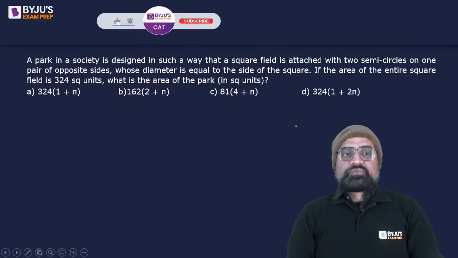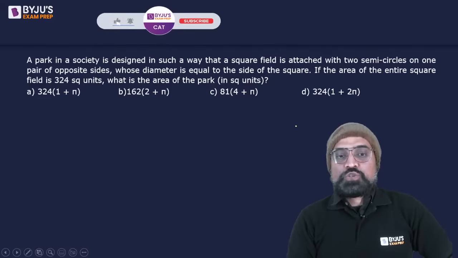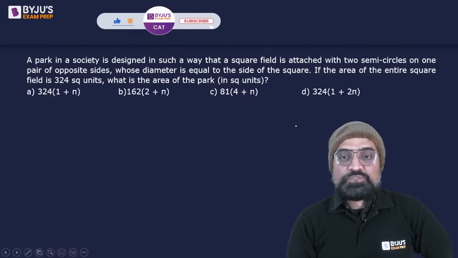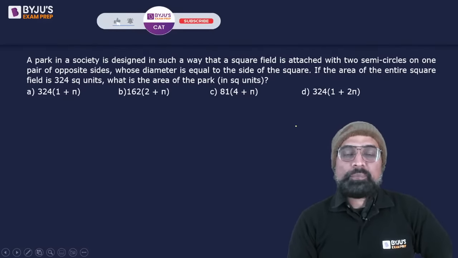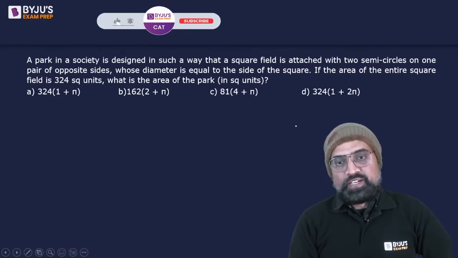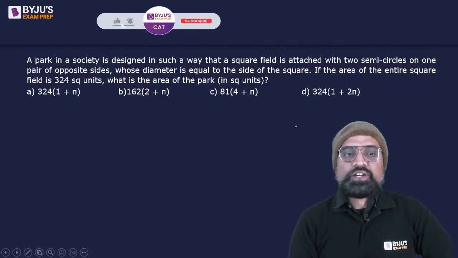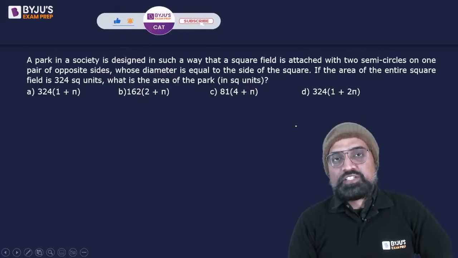Next question. A park in a society is designed in such a way that a square field is attached with 2 semicircles on one pair of opposite sides, whose diameter is equal to the side of the square. If the area of the entire square field is 324 square units, what is the area of the park in square units?